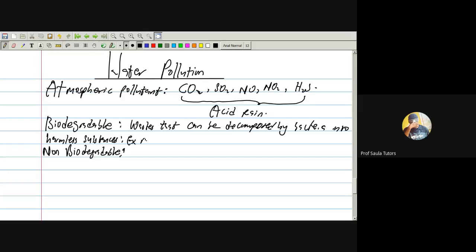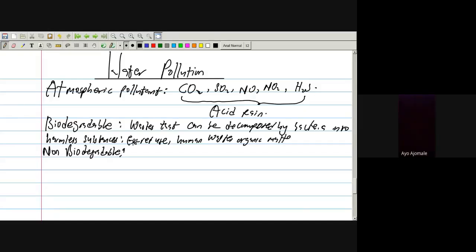Examples are refuse, human waste, organic matter. So that's biodegradable waste: waste that can be decomposed by bacteria into harmless substances.